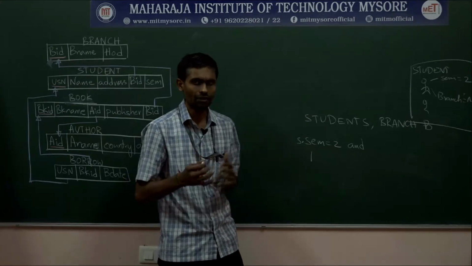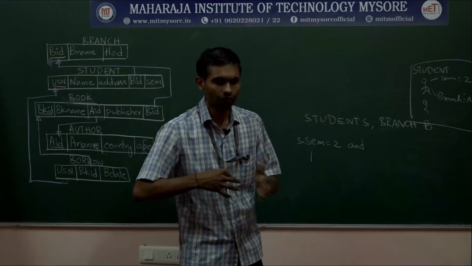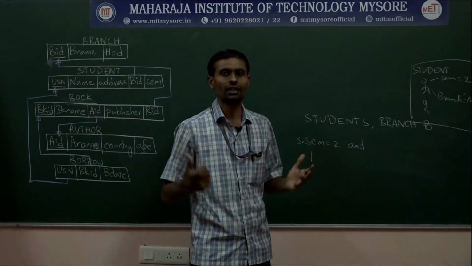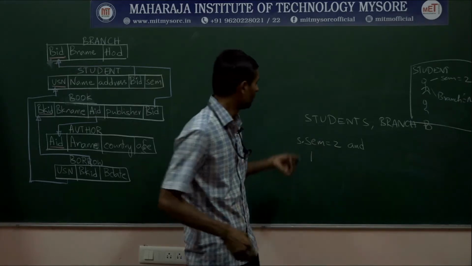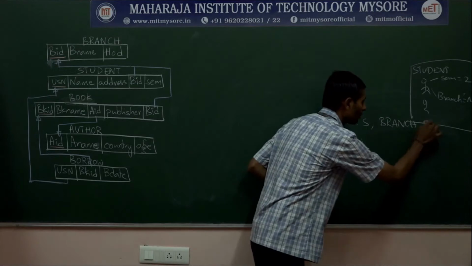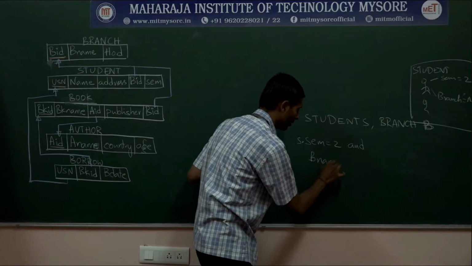We'll have a habit of making use of aliasing along with the attribute. Further, when we are solving complex queries, it definitely helps us, right? So it becomes a habit. So let me go with the branch alias B, let me make use of the branch name, B name.